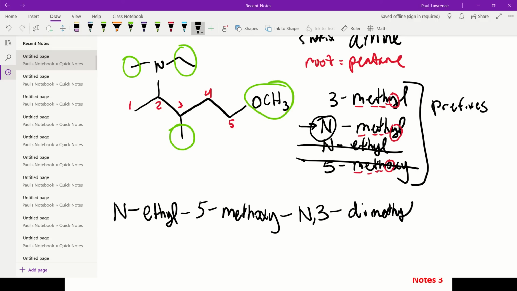dimethyl. What's the root name? Pentane. But we have to drop the E. And then the amine is attached to carbon 2. And there's the name of that molecule. It's a mouthful to say for sure. N-ethyl 5-methoxy N,3-dimethyl pentane 2-amine.